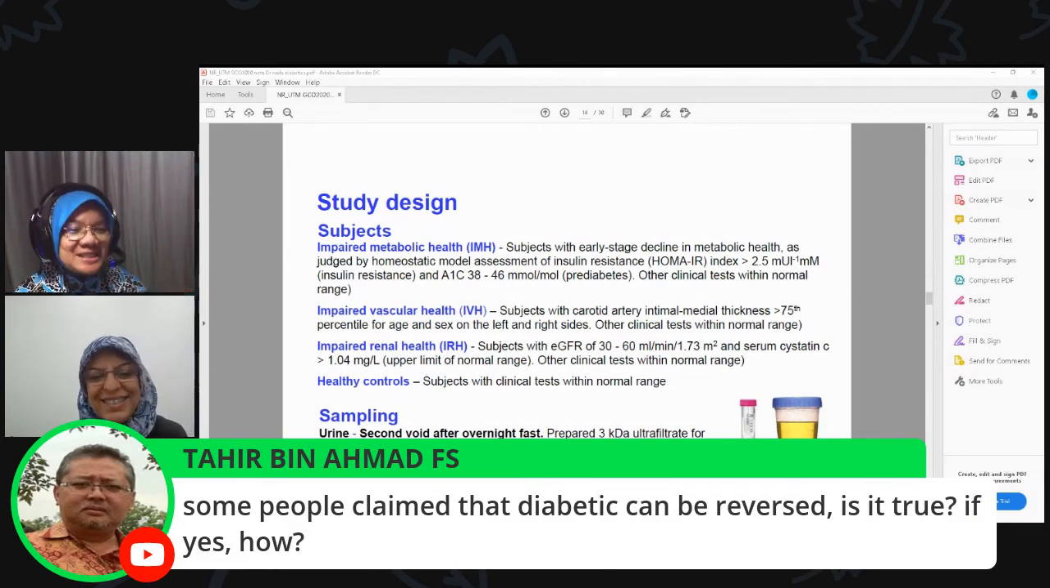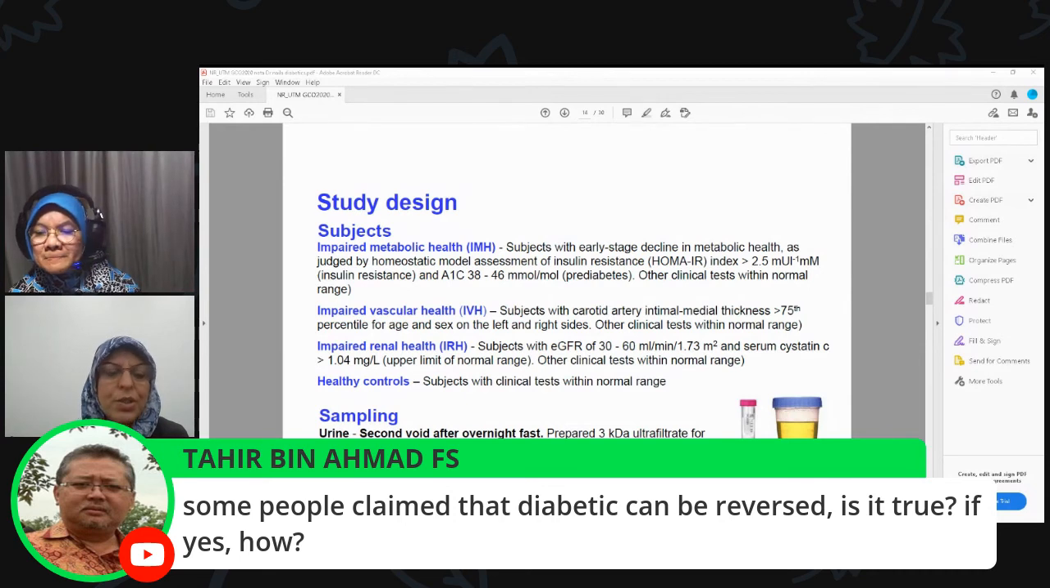There is a question here from Prof. Tahir. The question is: some people claim that diabetes can be reversed. Is it true? If yes, how? It can be reversed, but if treated early on. So when you are, let's say, pre-diabetic, and you can change your lifestyle and exercise, it can be reversed.